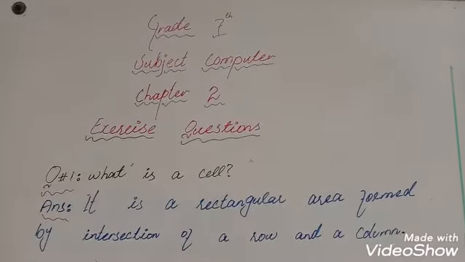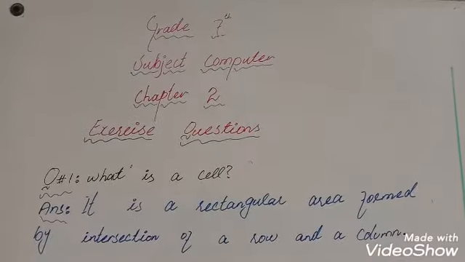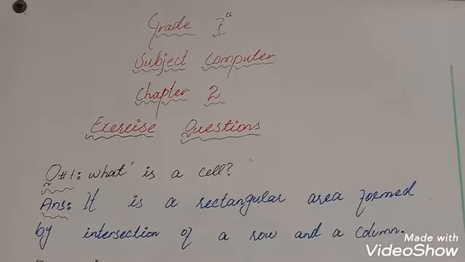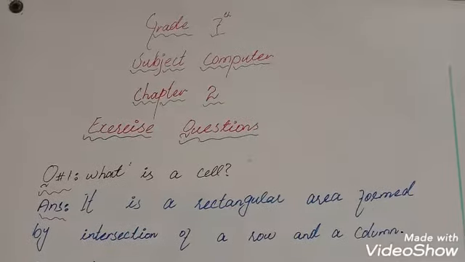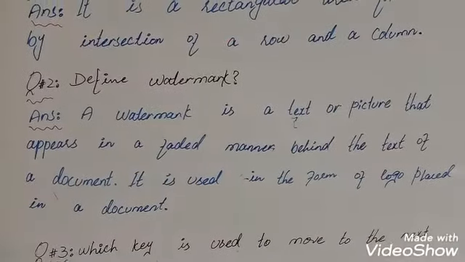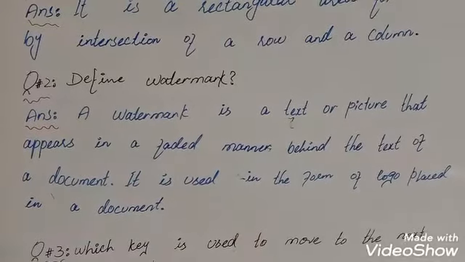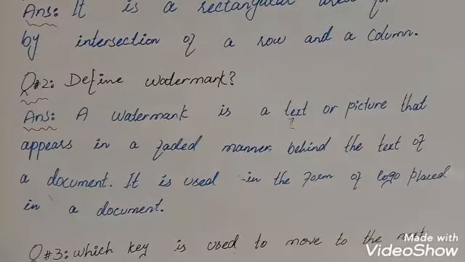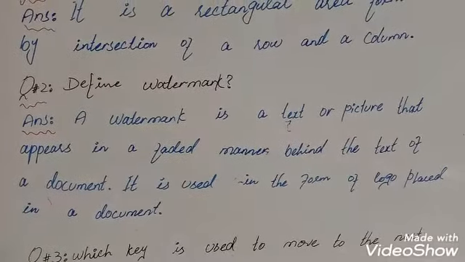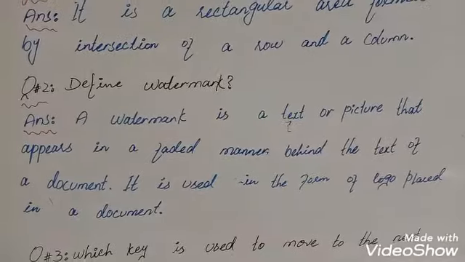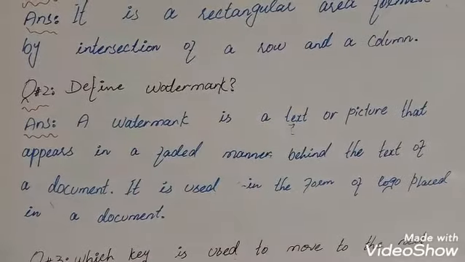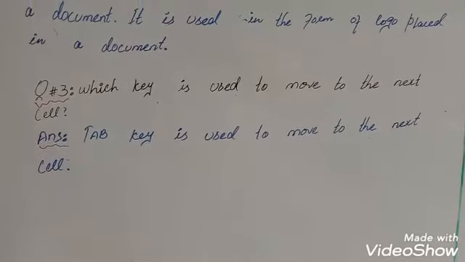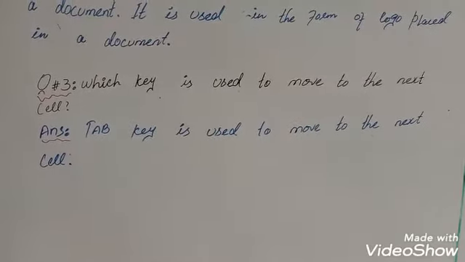Question number 1. What is a cell? It is a rectangular area formed by intersection of a row and a column. Question number 2. Define watermark. Answer: A watermark is a text or picture that appears in a faded manner behind the text of a document. It is used in the form of logo placed in a document. Question number 3. Which key is used to move to the next cell? Answer. Tab key is used to move to the next cell.